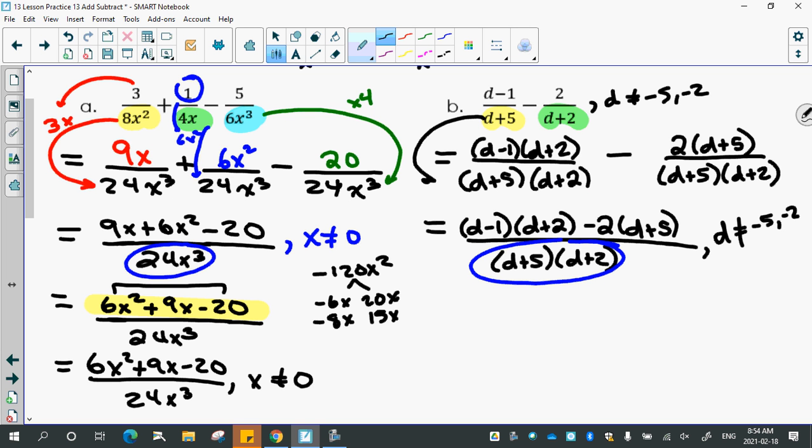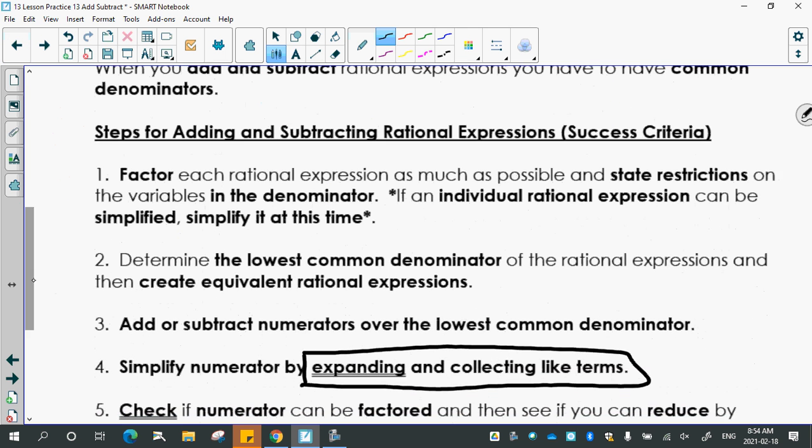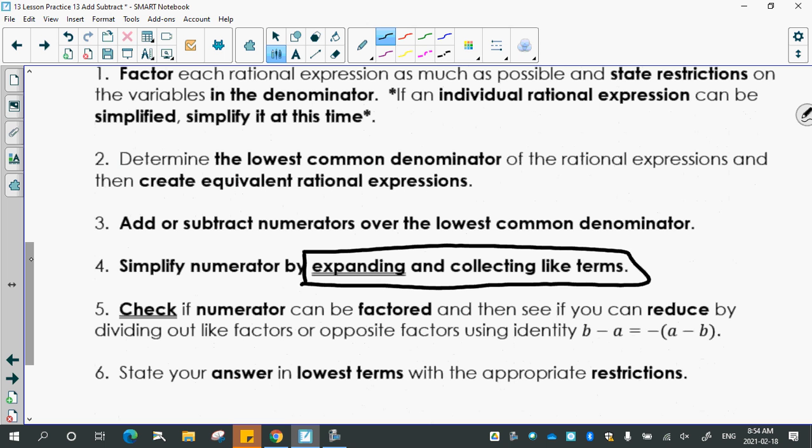All right. So let's look back at the steps. Factor each rational expression. There was no factoring we could do. We couldn't simplify any of them. Determine the lowest common denominator. We did that. We did our restrictions. Add or subtract the numerators over the lowest common denominator. We did that. We're on step 4.